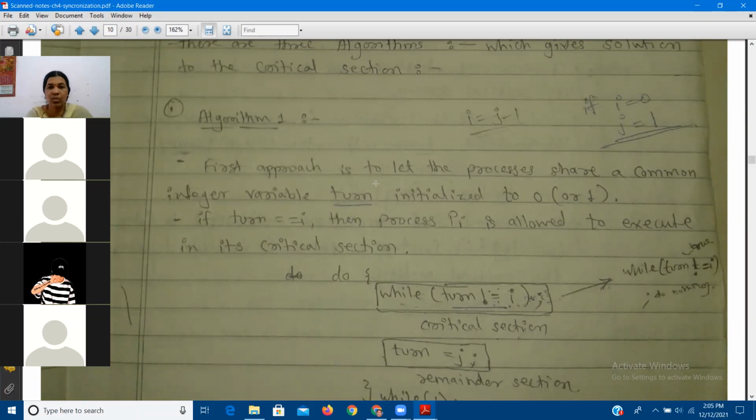The first approach is to let the processes share a common integer variable turn, initialized to 0 or 1. If turn is equal to i, जर I चा turn असेल, then process Pi is allowed to execute in its critical section.